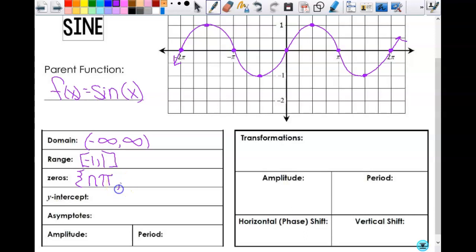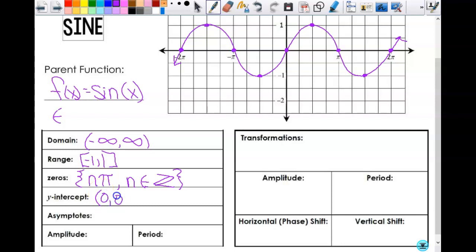So n pi, where n is an element. This looks like a weird C with like a line through it. That means element. N is an element or a member of the integers. And integers is that double Z thing. Okay. So that takes care of positive and negative, because integers are positive and negative. So n could be a -3, it could be a +2, it could be 0, right? Because we have one at 0, one at pi, 2 pi, 3 pi. Okay, does that make sense? That's what the notation looks like for that. All right. So what is our y-intercept?